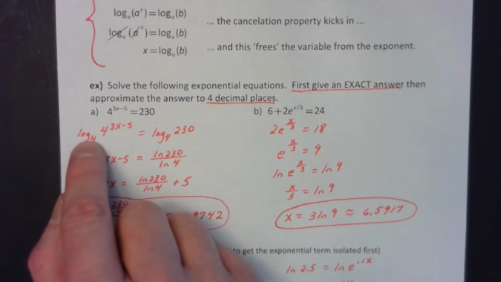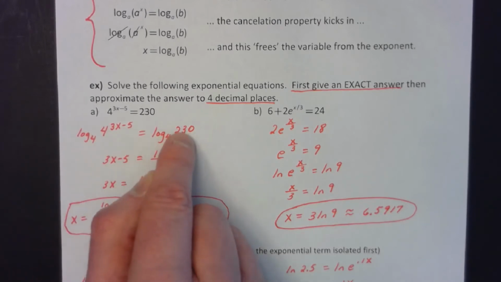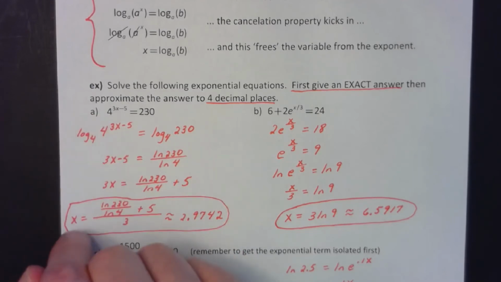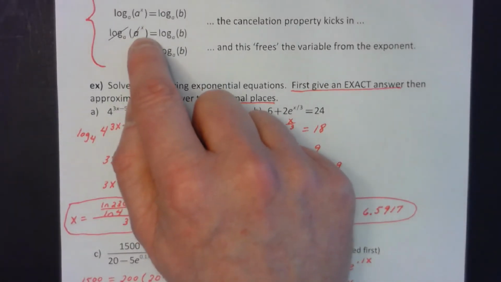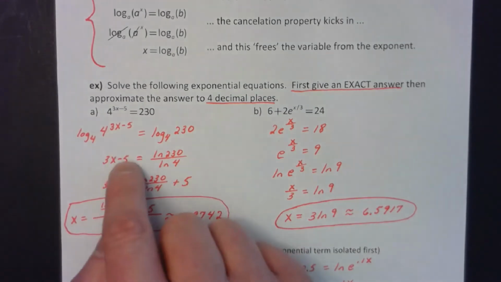You take log base 4. I take log base 4 of the function on the left, take log base 4 of the term on the right. And then I can say log base 4 and exponential base 4 are inverse functions, just like I did up here. The log base a and exponential base a cancel. Log base 4 and exponential base 4 cancel. And I just have 3x minus 5 remaining. Keep in mind, that's no longer an exponent. The exponential base canceled out, which means 3x minus 5 is just a polynomial function now.